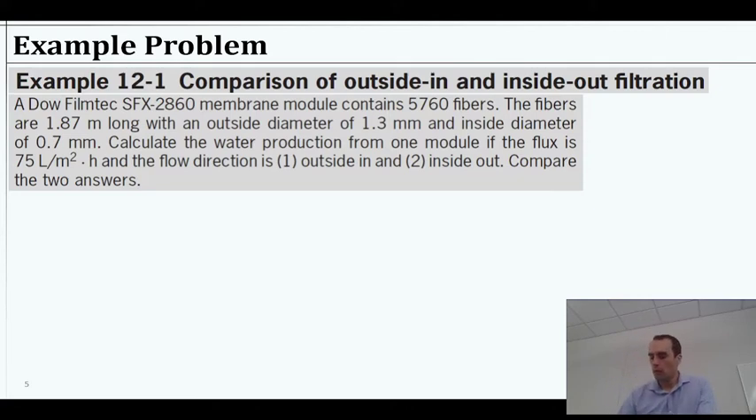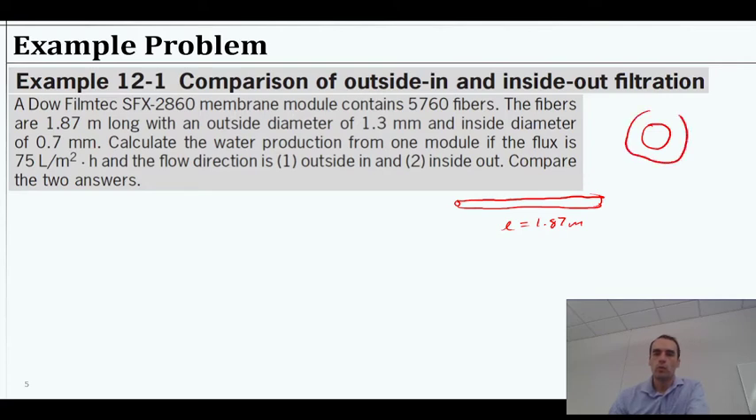Okay, so I'm going to recommend when you meet a problem like this, again, always draw it out. We've got some hollow fiber membrane. This is just one of the fibers, and we know the length is 1.87 meters. We have a couple of diameters, and in fact, I'm going to make another drawing here and say pretend those are nice circles. We'll say that inner diameter, that was 0.7 millimeters, whereas the outer diameter was 1.3 millimeters.